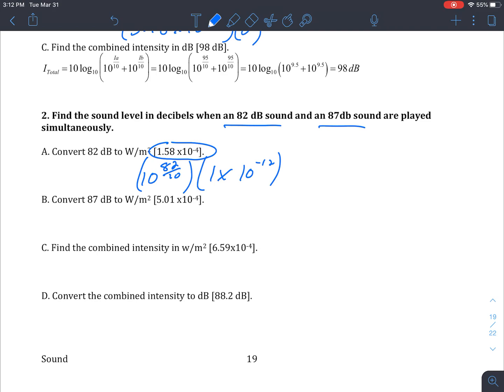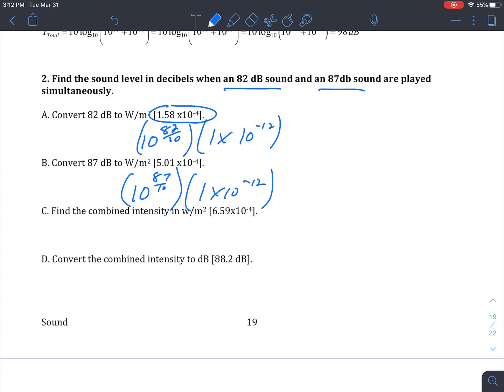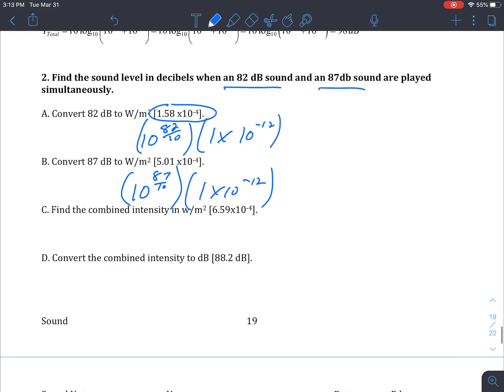Say part B, we now have our 87 we're going to convert. 10 to the 8.7 or 87 over 10, whichever way you prefer, times that 1 times 10 to the negative 12. And we got the value there. Now we have to add them. Since they're already in a linear scale, we can just simply add those two numbers, which are in scientific or exponential notation, making sure that we plug everything in right.